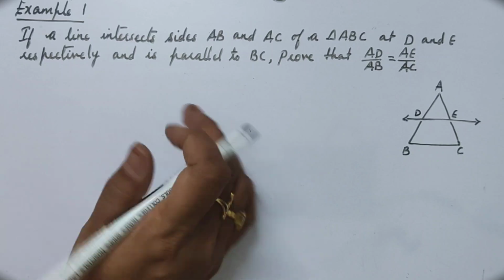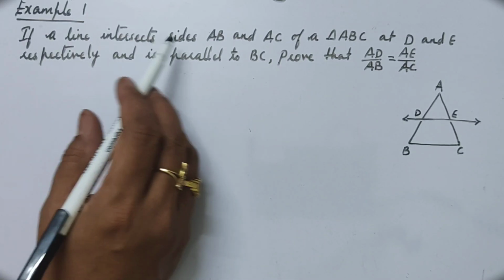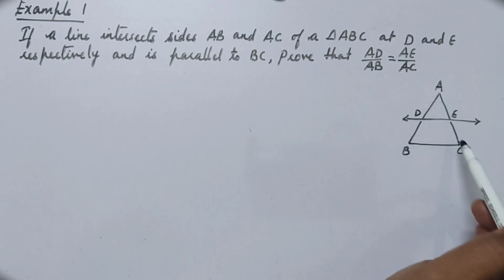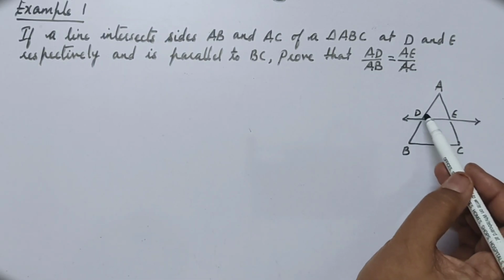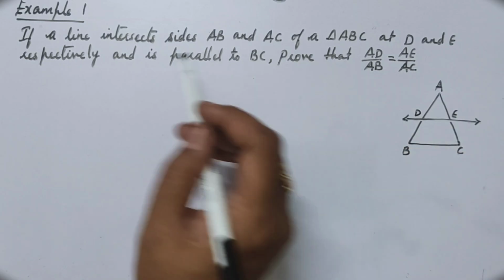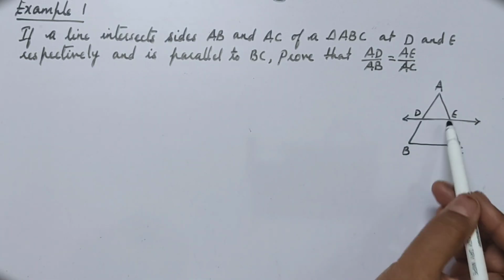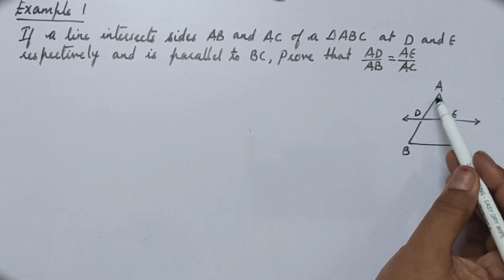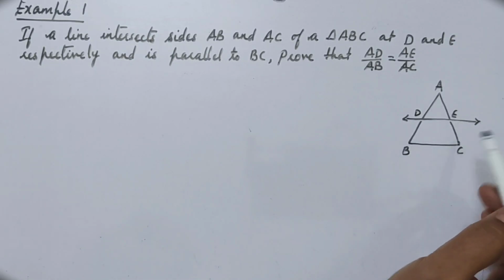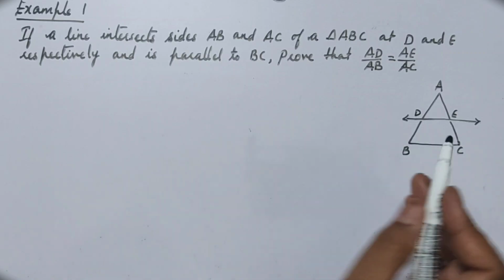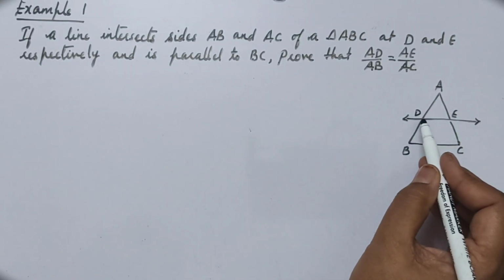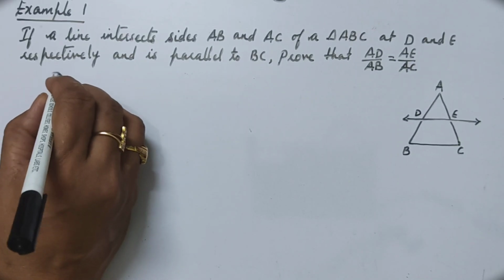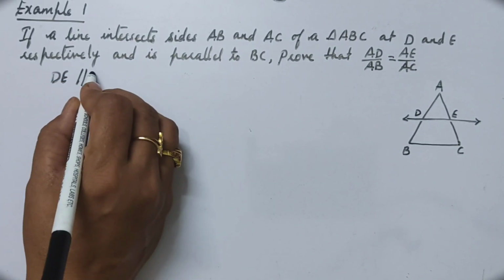Example 1. Okay, if a line intersects the sides, this is a line intersecting the sides AB and AC of this triangle at D and E respectively, and is parallel to BC. So this line, DE, is parallel to BC. We have to prove that AD by AB equals AE by AC. We have to prove, students. Now as you can see, it is already given that DE is parallel to BC. Let me write here, DE is parallel to BC.